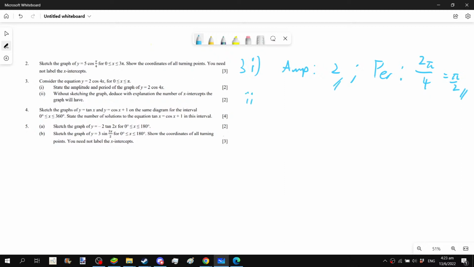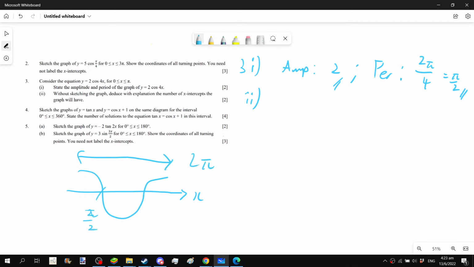Part 2 then says, without sketching the graph, deduce with explanation the number of x-intercepts the graph will have. So you can just imagine, in your typical cosine graph, you travel a distance of 2 pi, and you cut one time at pi over 2, the other time at 3 pi over 2.